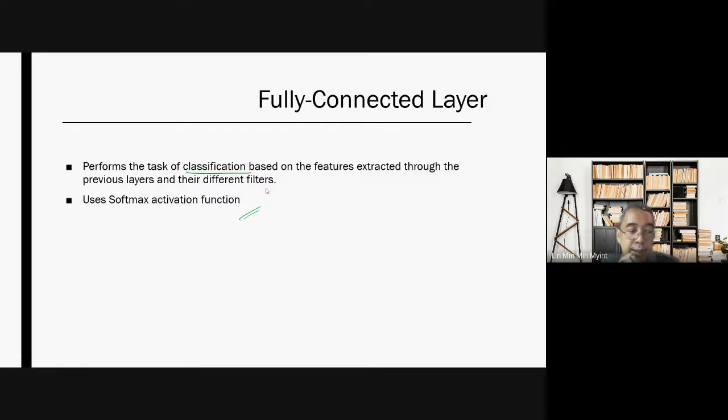Next week, I will show you some numerical examples of the convolutions, and after that I will discuss the recurrent neural network. I will give you some examples, and then finally I will discuss the generative adversarial network.